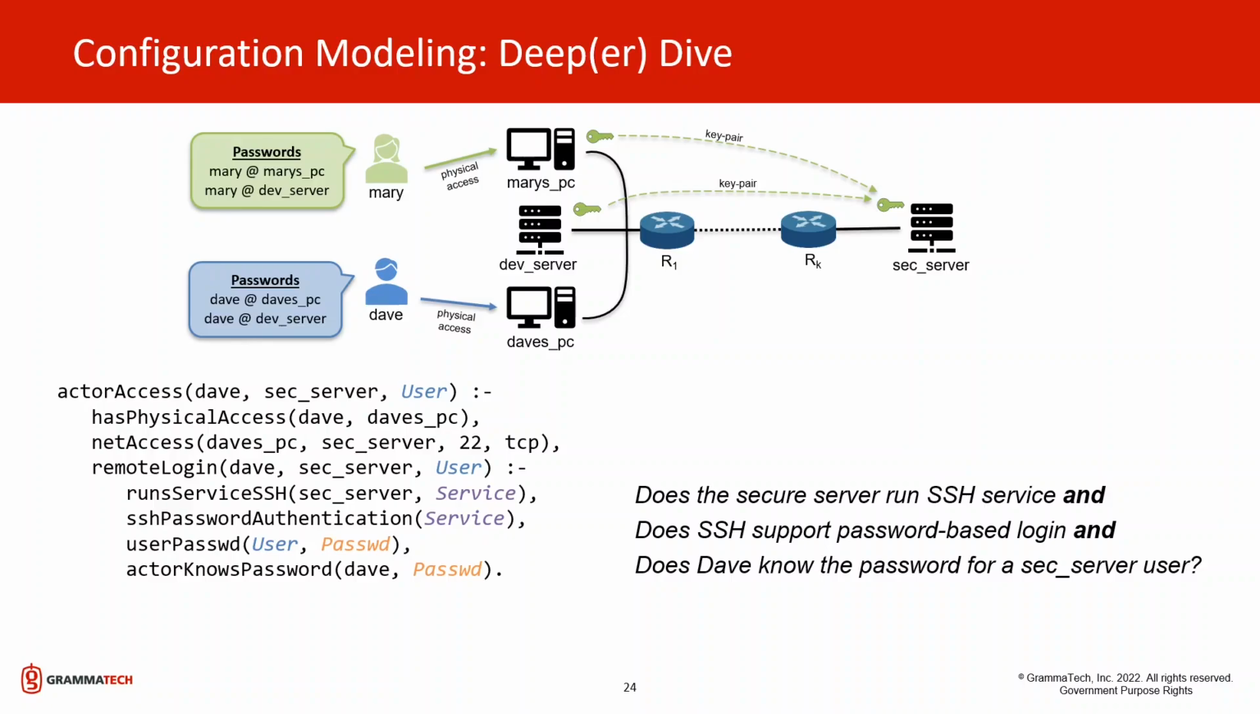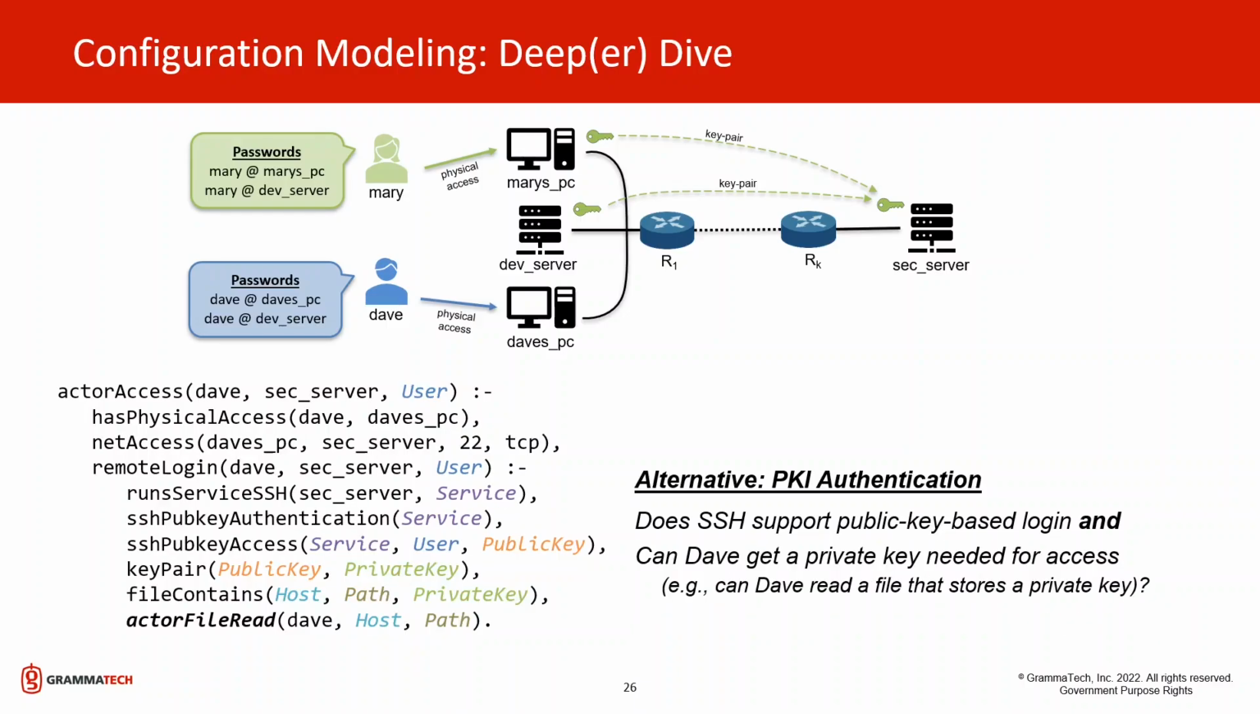The predicate first checks whether the server runs a remote login service, SSH in this case. Then it checks whether SSH enables password-based authentication. Finally, it checks whether Dave knows a suitable password that will let him access some user account on the server. In this case, Dave does not know any relevant passwords, and thus the predicate fails. The model then tries an alternative definition for the remote login predicate. This definition checks whether Dave can log in using public key-based authentication.